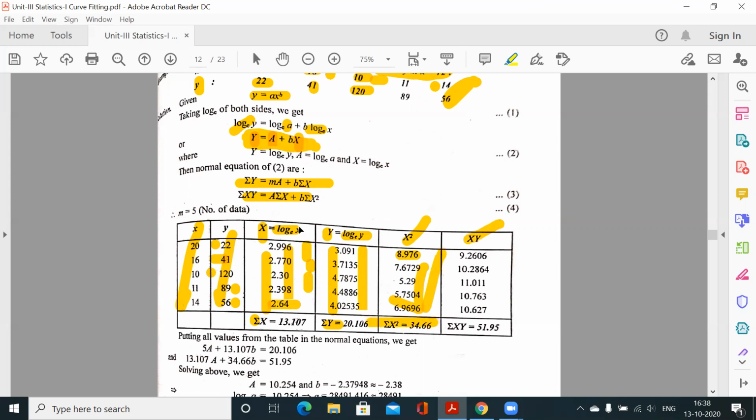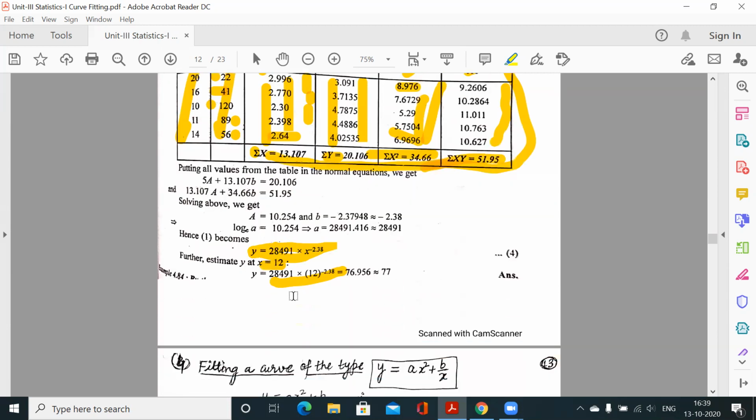Now x dot y. So this is x, this is y. So the multiplication of corresponding values, 2.9 into 3.0, 2.7 into 3.7, 2.3 into 4.7, 2.3 into 4.4, 2.64 into 4.08. So these are products. These are summations. Now substitute all these summations into these normal equations. After solving, these are two linear equations in capital A and small b. So when we solve these two normal equations, we will get capital A and small b.